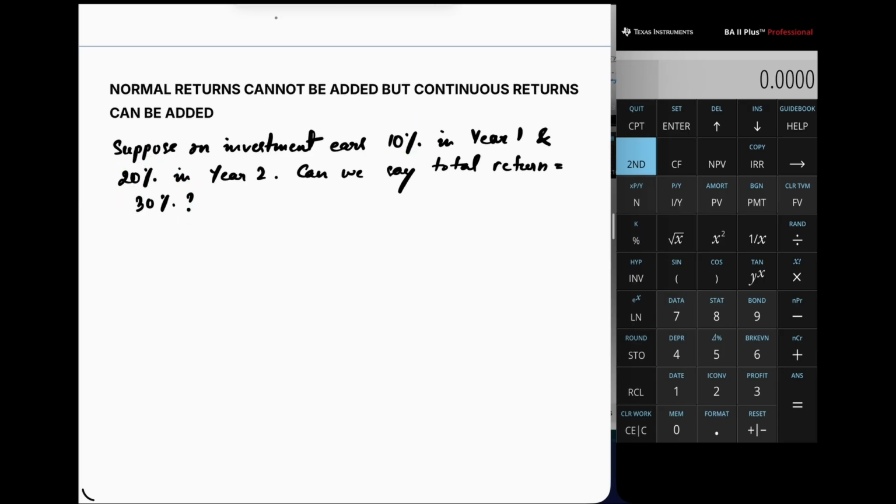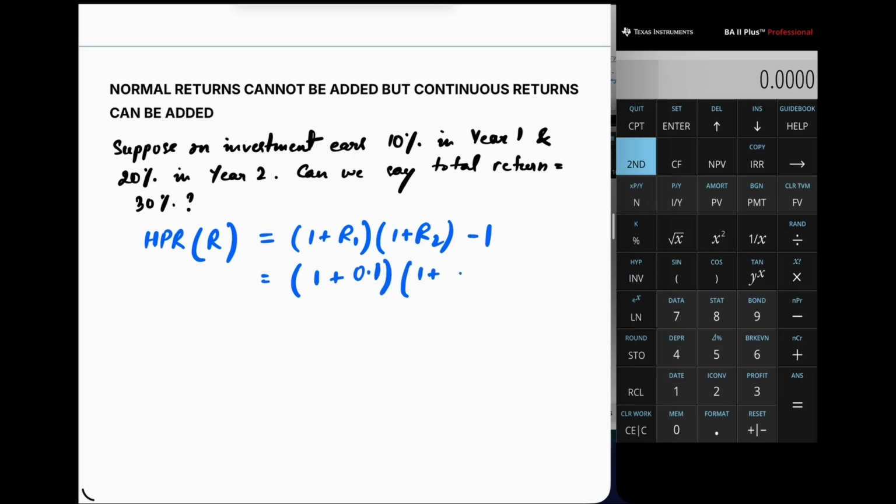So if I calculate the holding period return, HPR or the big R, for multiple years, I can just write 1 plus R1 times 1 plus R2, minus 1. So 1 plus R1 is how much? 10%. I can write this. R2 is how much? 20%. I can write like this, minus 1. So 1.1 times 1.2 minus 1. If I do the calculation, 1.1 into 1.2 minus 1, this is giving me 0.32, which is 32%.